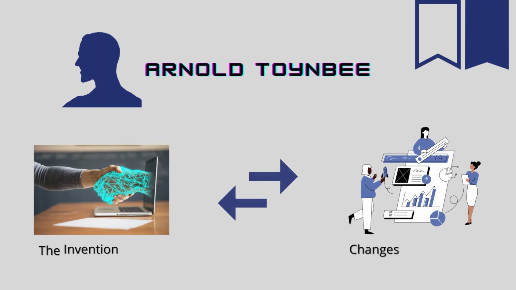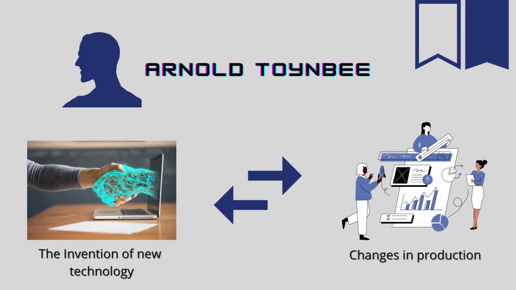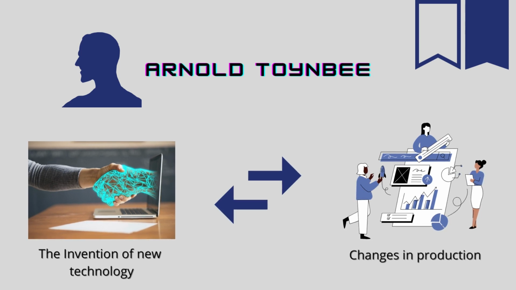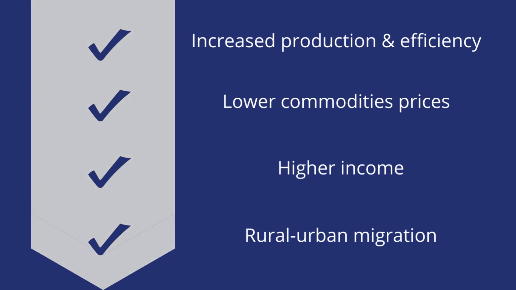A 19th century economic historian, Arnold Toynbee, used the phrase Industrial Revolution to refer to Britain's economic development between 1760 and 1840. An industrial revolution consists of two components, which are the invention of new technology and the resulting changes in production. By the time this video was created, there had been four significant industrial revolutions that altered the way the world functioned, whether in manufacturing, technology, education, or social interaction.